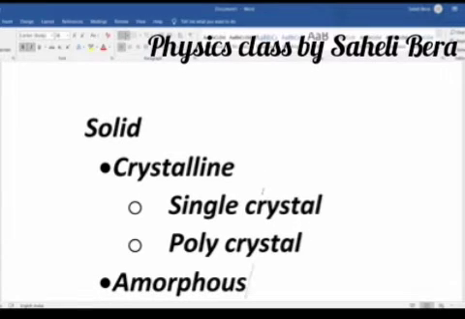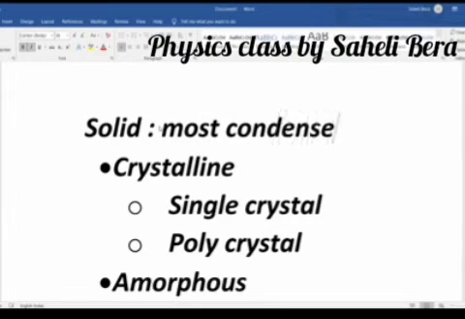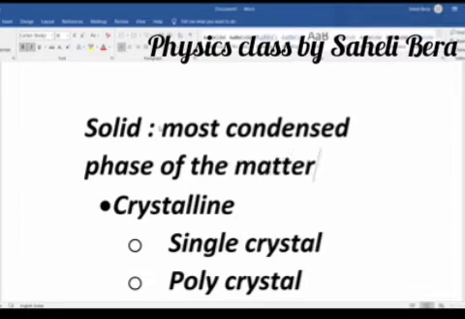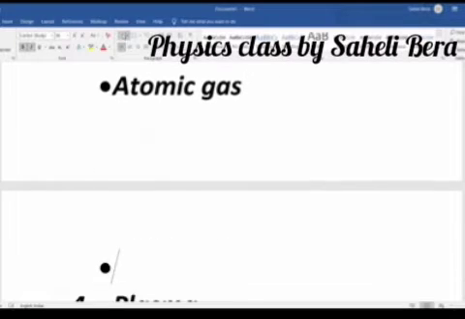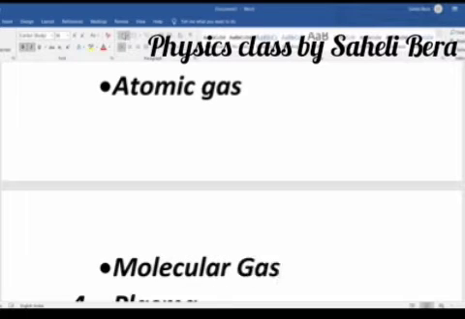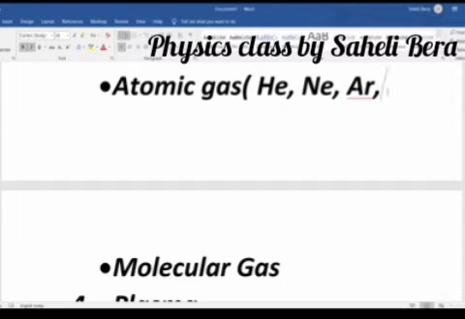What is the difference between solid, liquid and gas? Solid is the most condensed phase of matter, liquid is a less condensed phase, and in gases the atoms and molecules are very far apart. Gas can be divided into atomic gas and molecular gas. Atomic gas means the gas is itself an atom, like helium, neon, argon. These are the atomic gases, and so on.